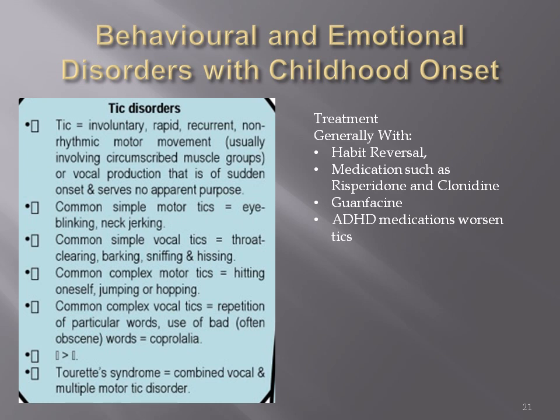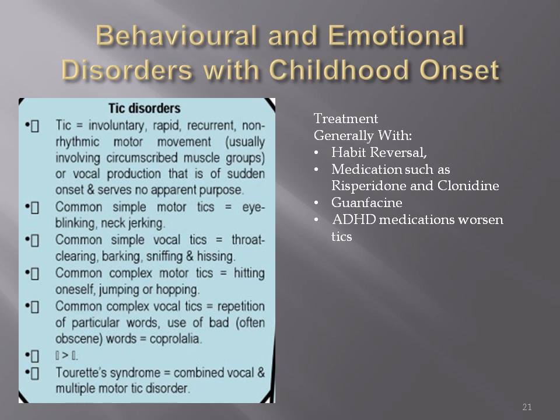Now, the tic disorders. Tics are involuntary, rapid, recurrent, non-rhythmic motor movements, which usually involve circumscribed muscle groups, or vocal production that is of sudden onset and serves no apparent purpose. So there can be common simple motor tics, for example, eye blinking and neck jerking. Then there could be common simple vocal tics, for example, throat clearing, barking, sniffing, or hissing.